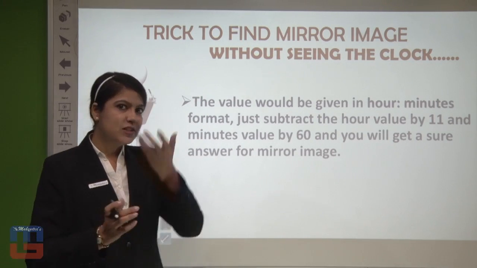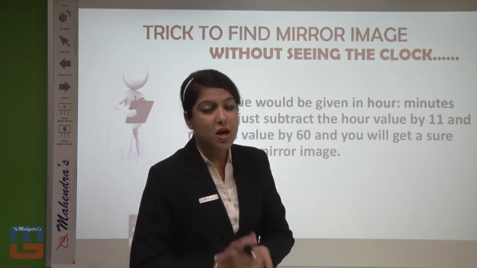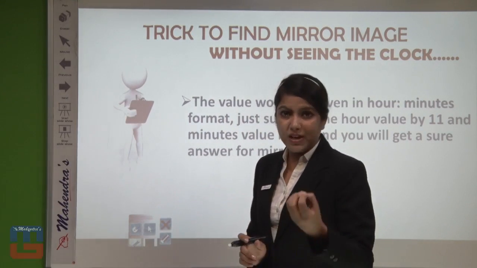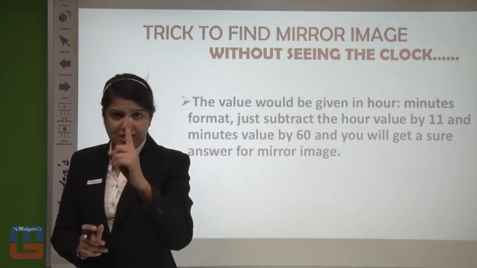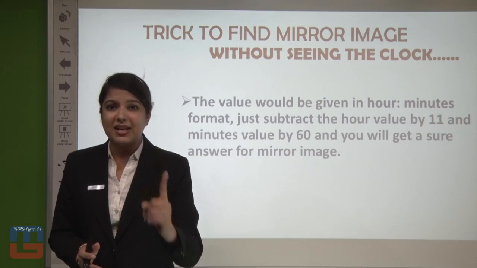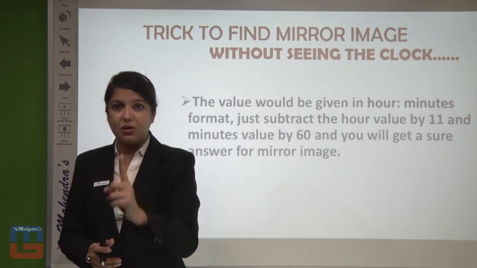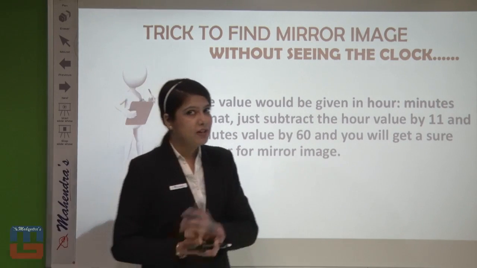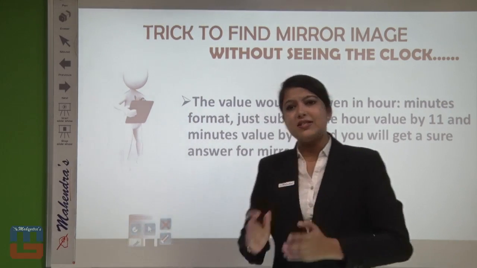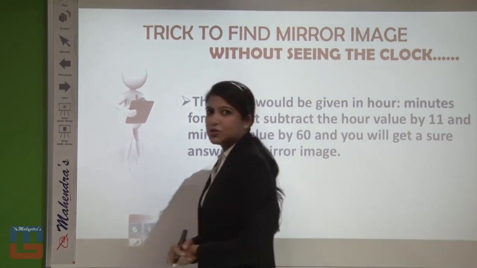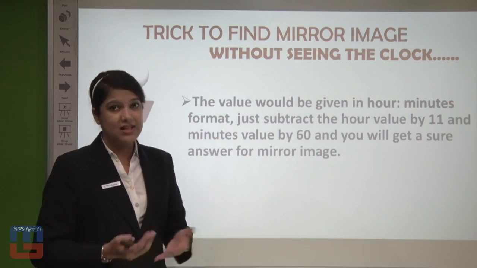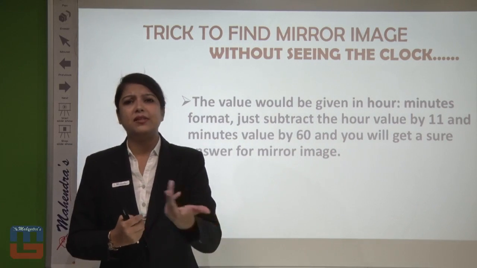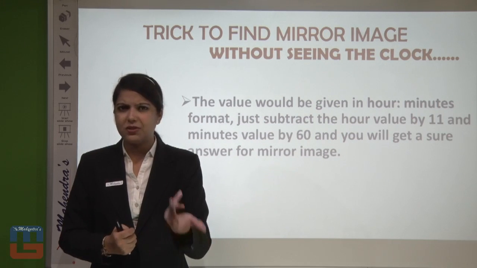Starting with the first trick, if the mirror image has to be found without looking at the clock, you just have to remember two numbers, that is 11 and 60. How will we use this 11 and 60? Just read the condition. The time value would be given in hour and minute format in the question, such as 1:10, 3:10, 2:10, 2:20, 3:15, anything.